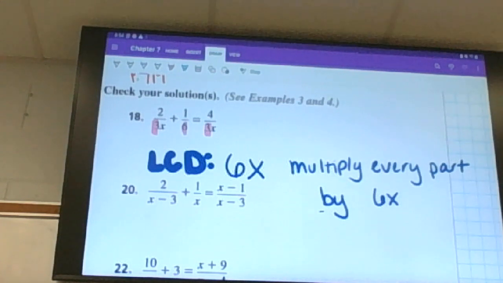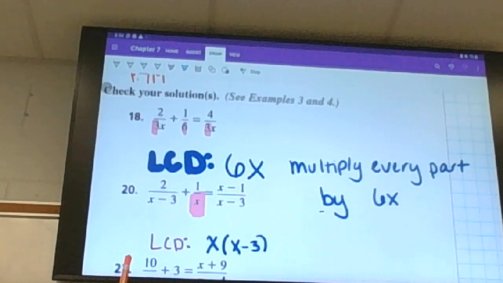One thing I do want to start out just by saying, because this LCD has always been tricky, a lot of times it's easy to think that since there's an x here, that our LCD can just be x minus 3, but when x is by itself, it has to be by itself in the LCD. So it's x parentheses x minus 3. You have to include both of them. Don't just do x minus 3. If this little guy is by itself, it's like if there was a 5 there, you'd have to have a 5 out front. There's an x there, there has to be an x out front.